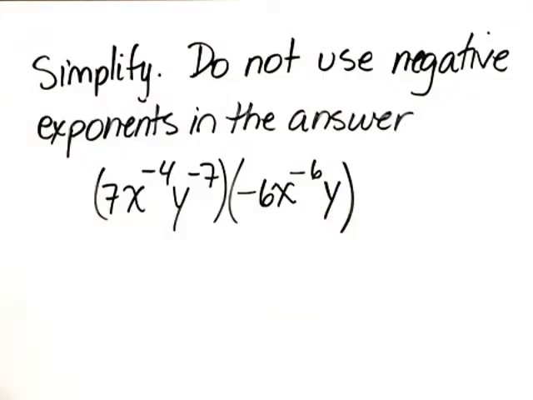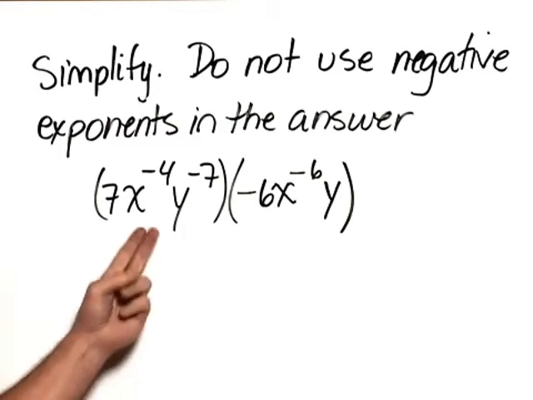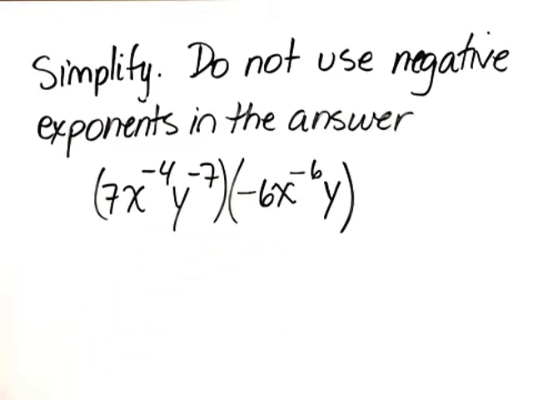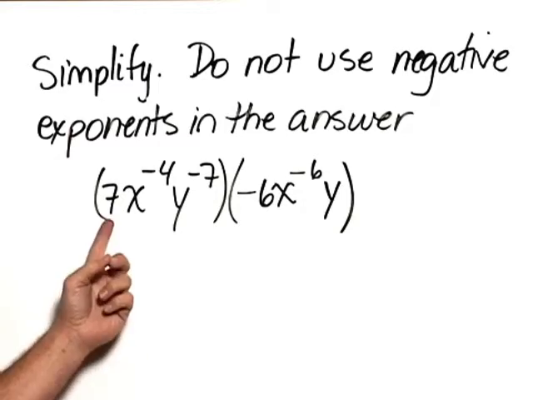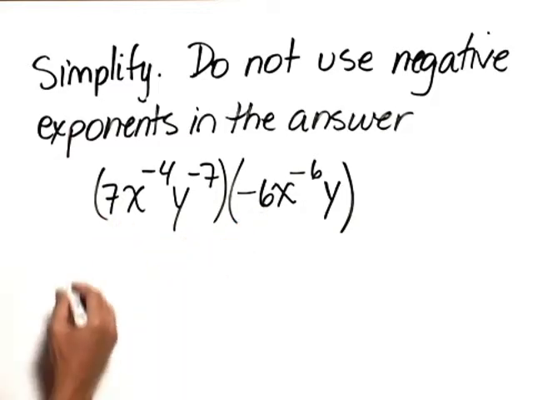Simplify. Do not use negative exponents in the answer. 7x to the negative 4 y to the negative 7 times negative 6 x to the negative 6 y to the first power. When we multiply these two factors together, we multiply the coefficients first.